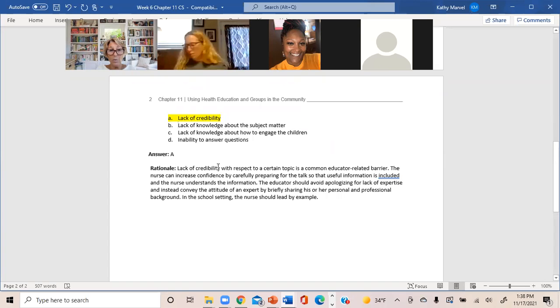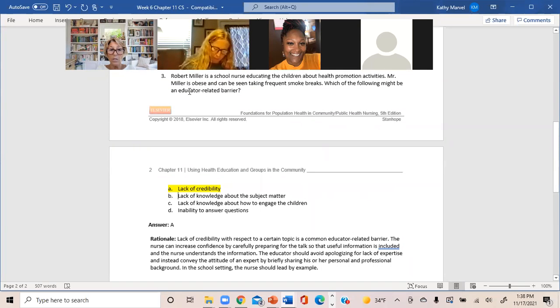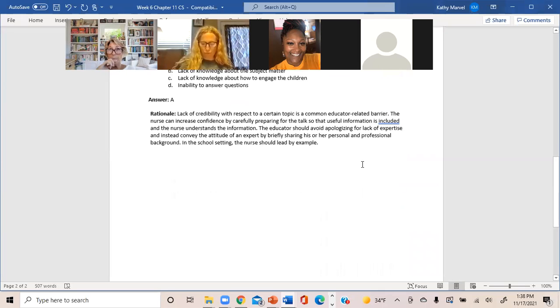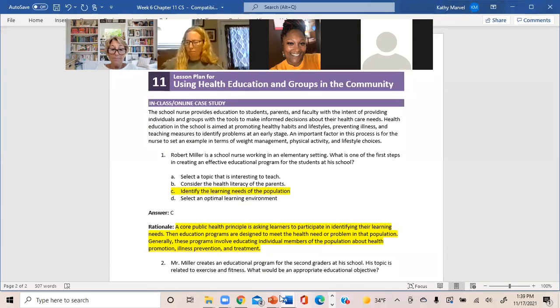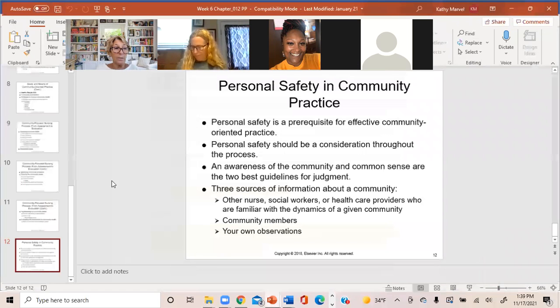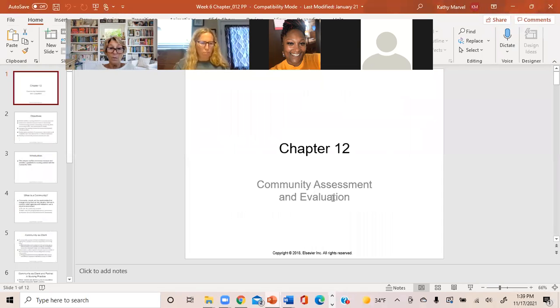So, rationale. This question is about barriers. Which of the following might be an educator-related barrier? Lack of credibility. That was in our bullet list of what could potentially be barriers, in our second to last slide in the PowerPoint. Lack of credibility with respect to a certain topic is a common educator barrier. The nurse can increase confidence by carefully preparing for the talk so that useful information is included and that the nurse understands the information, right? So, okay. That's chapter 11. Any questions? No, ma'am.